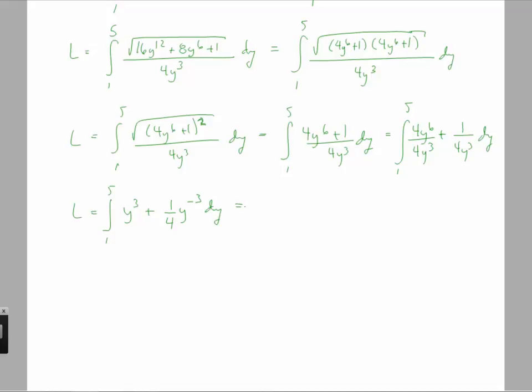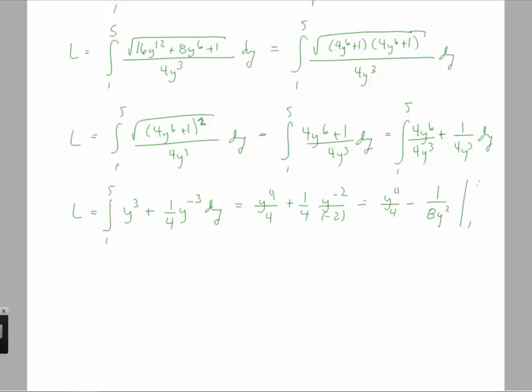So we had to do a lot of this prep work to get it into a form where we could integrate it. And now I can just use the good old power rule. So we'll add 1 and divide by the sum. Okay, we'll add 1 and then divide by the negative 2. So I get y to the 4th over 4. And then I have a minus 1 over 8y squared.